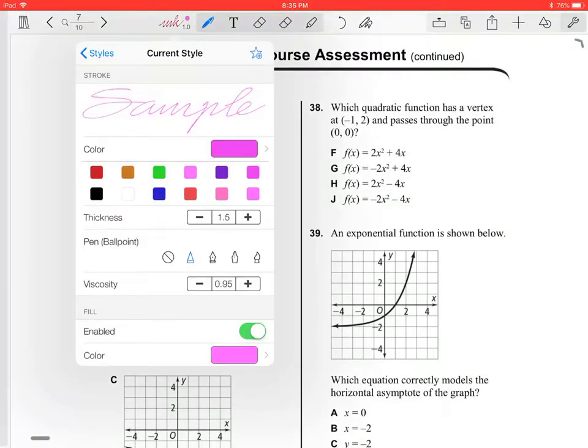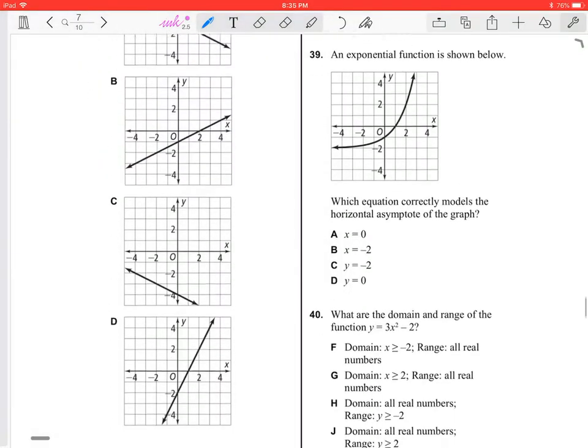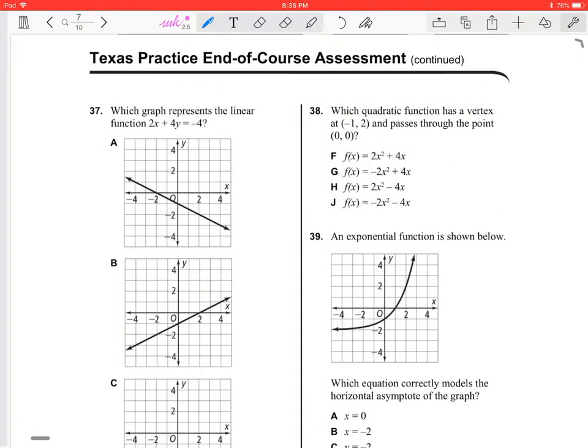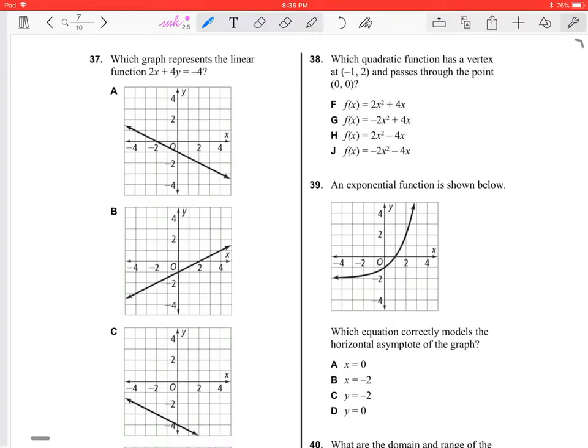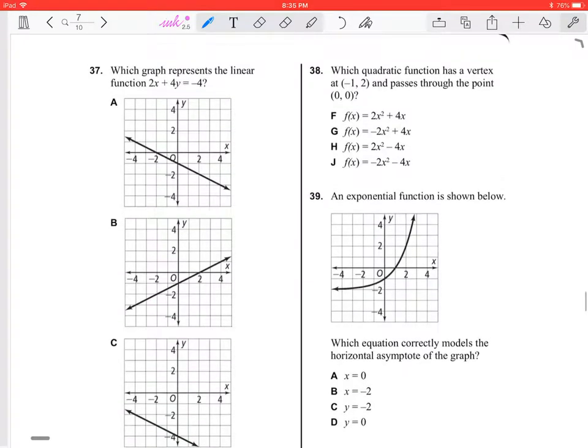Alright, hello. So on this episode, I'm going to talk about question number 37 through 40. I made the mistake of not putting those on the review sheet. Alright, so it says, which graph represents the linear function 2x plus 4y is equal to negative 4?